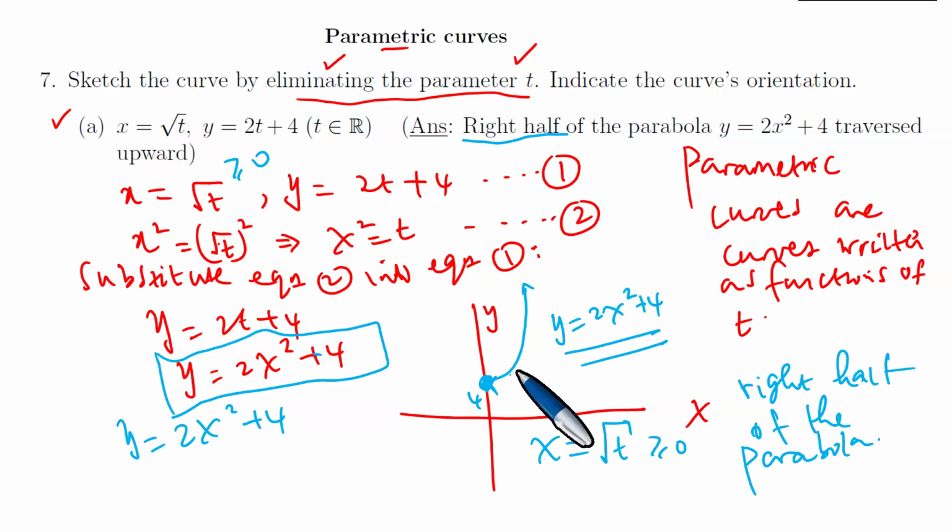Once again, because it says right half of the parabola, it's on the right because this side is the left half, and this side is the right half. So let's move on to the next thing.